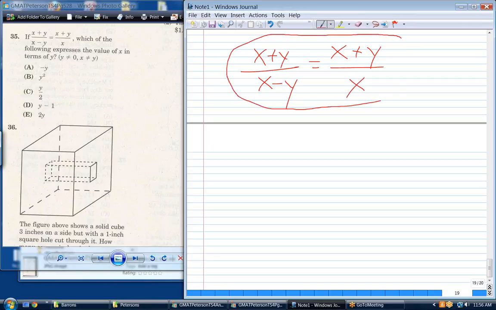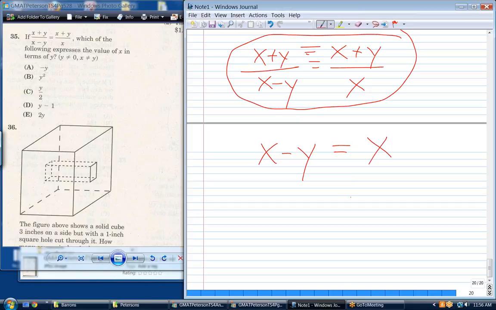What can we say to simplify this? Rather than cross-multiplying, do we need to cross-multiply? Notice that if we cross-multiply, we're going to bring in x squareds and y squareds. Do we need those? No. Numerators are the same, so the denominators are what? If I have two numerators that are equal and the fraction is equal, then the denominators have to be equal.